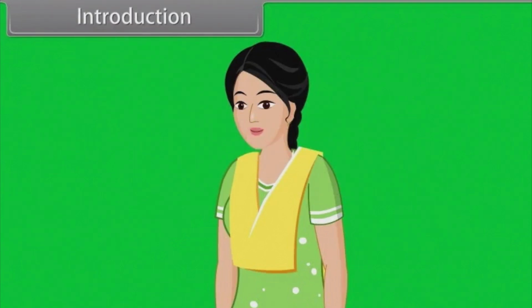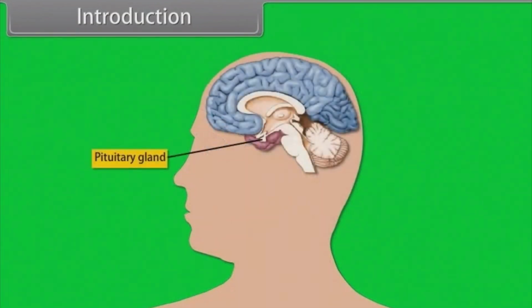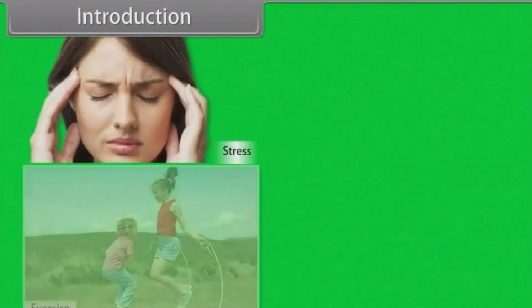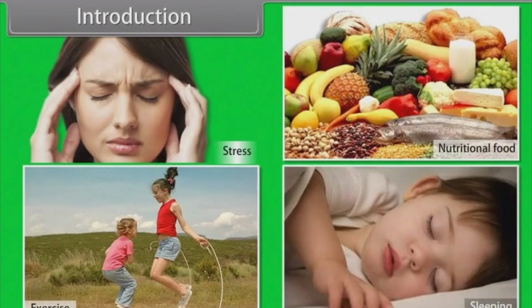Hey kids, in this lesson you will learn chemical coordination and integration in the human body. Do you know how we grow in size? Growth is a very complex process involving coordinated action of several hormones. Majorly, growth hormone is responsible for stimulating growth of the body, and it is released by the pituitary gland. Growth hormone has a significant effect on the metabolism of protein, lipid, and carbohydrates. The production of growth hormone depends upon many factors such as stress, exercise, nutrition, sleep, etc.